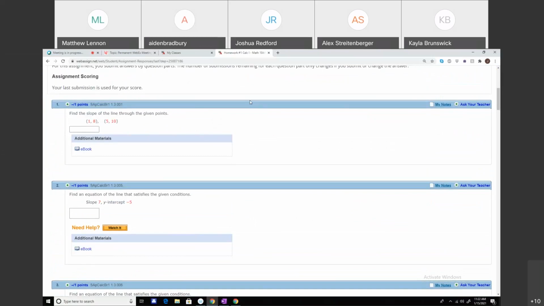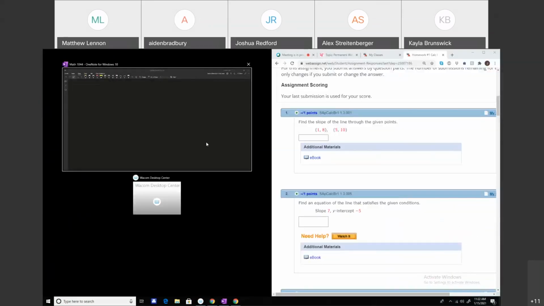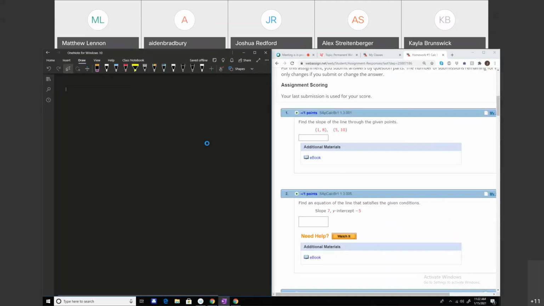Probably if you look at number one, you're not finding the slope of the line through (1, 8) and (5, 10). Your coordinates are probably slightly different. So let's go ahead and jump in. On number one, we just want to find the slope between (1, 8) and (5, 10).